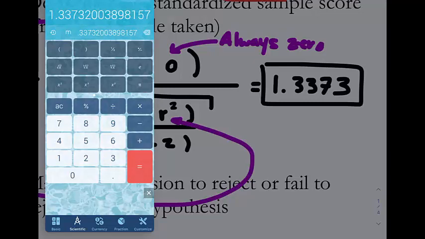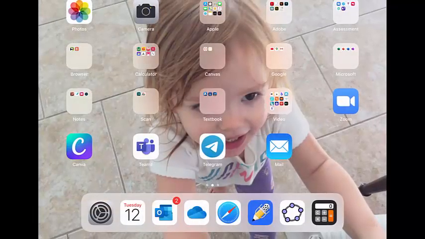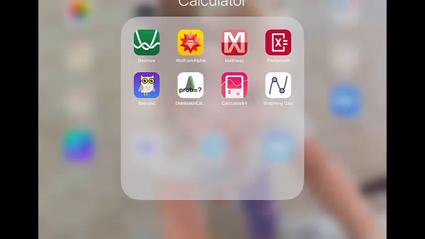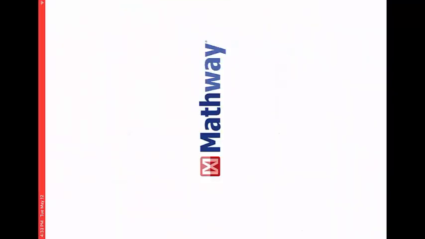0.3895. Oh, there it is. I got it. Not easy to do if you have a small little scientific calculator. You may want to have something with a bigger screen. Mathway is great. And I know I have Mathway on here, so let me grab that in my list of calculators. Let's jump over here to, where's Mathway? Yeah, here it is, Mathway.